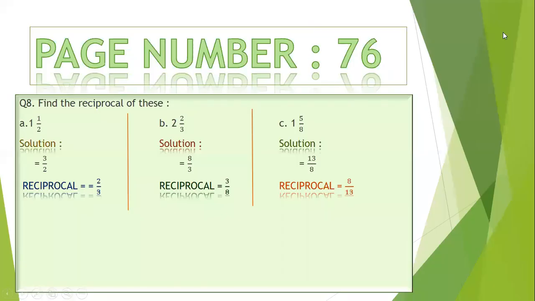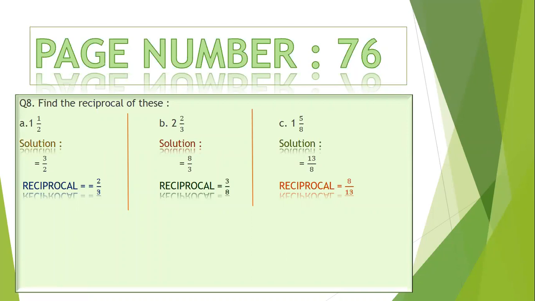In this question, all the parts are given in the mixed fraction. First, we convert this mixed fraction into the improper fraction, and then we will take the reciprocal. Without the mixed number, we cannot take the reciprocal of any number. So first, we will convert it into the improper fraction.